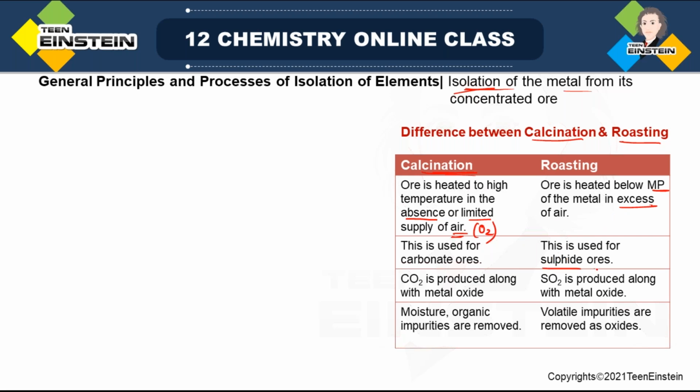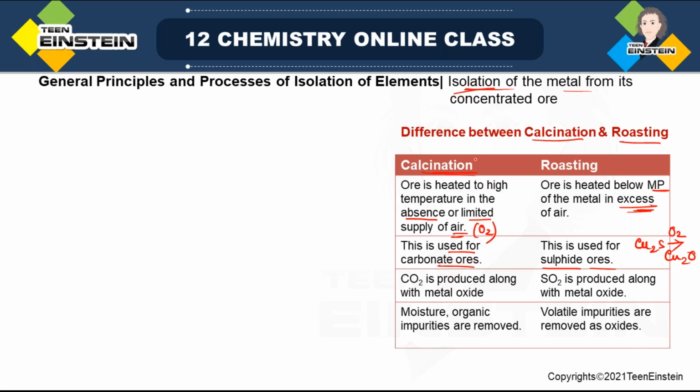This is used for sulfide ores. So here, suppose we have Cu2S, it will be converted to Cu2O. Okay, so sulfide is converted to oxide. As it is converted to oxide, obviously a high amount of oxygen is required. So that is why excess of air. But when it is calcination, it is basically used for carbonated ores.